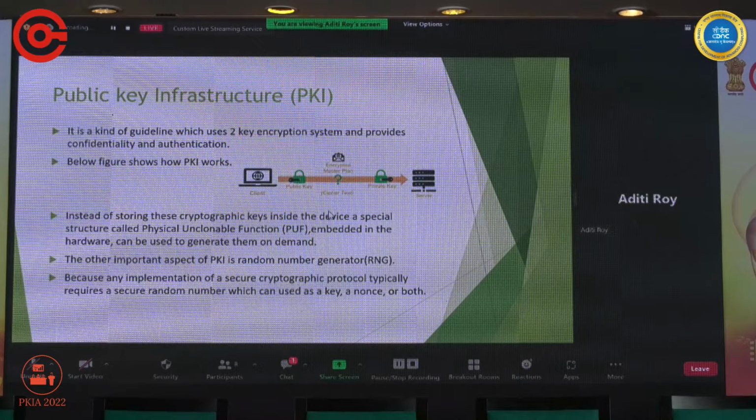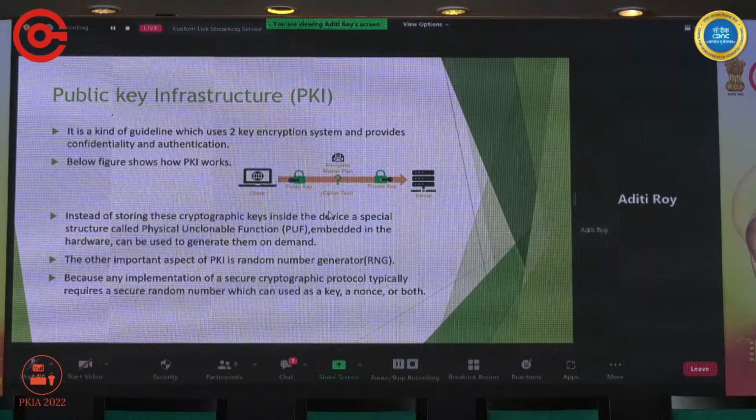So this public key infrastructure that uses two keys is a guideline which has two keys for encryption and provides confidentiality and authentication. Here we can see in this diagram, the client is encrypting his or her message with a public key, and then the encrypted message is getting decrypted by the private key at the server. So here the public key needs to be stored in the client and the private key needs to be stored in the server.